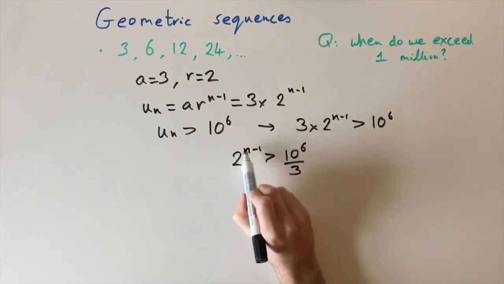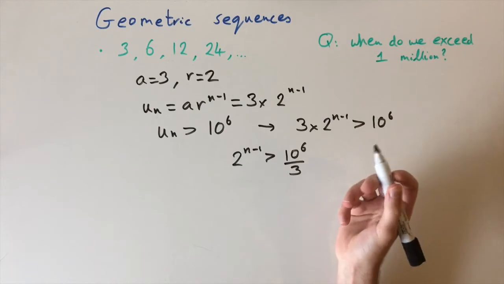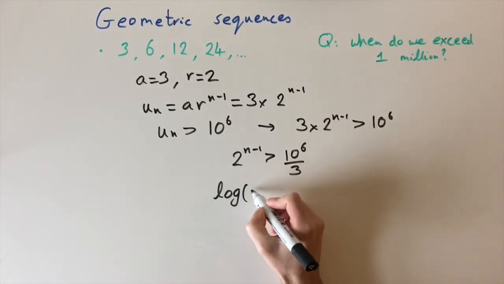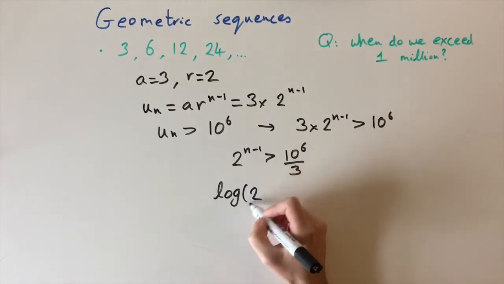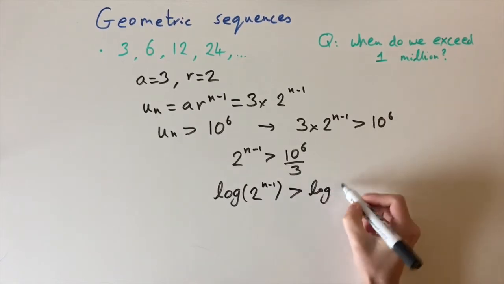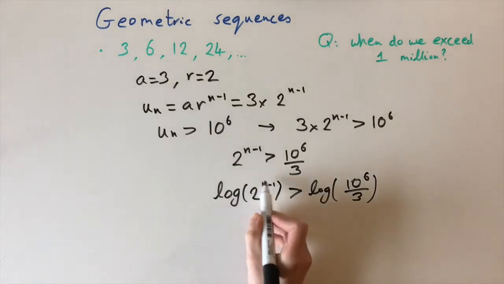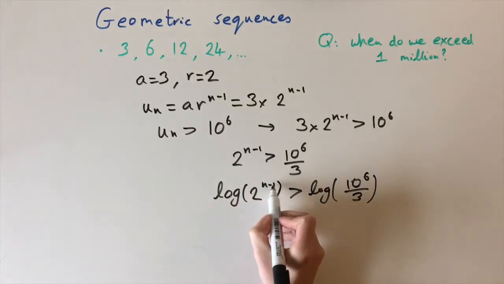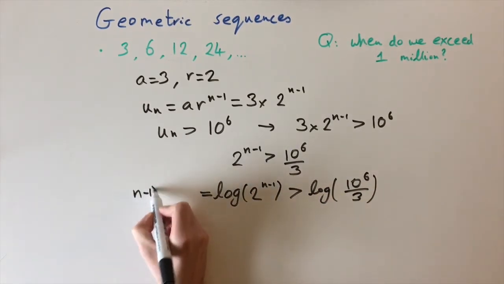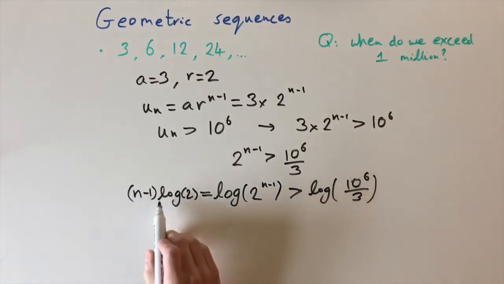And now we have this n in the power here, and we want to get it down. So a trick we can use is to apply the logarithms. If we apply the logarithms to both sides, this doesn't change the sign. So we have log of 2 to the power of n minus 1 is greater than log of 10 to the power of 6 over 3. And the reason we did that is because we have the power rule for logarithms. So we can bring down this power to the front. So this actually equals n minus 1 times the logarithm of 2. And then we can solve this. We can just divide by log 2.